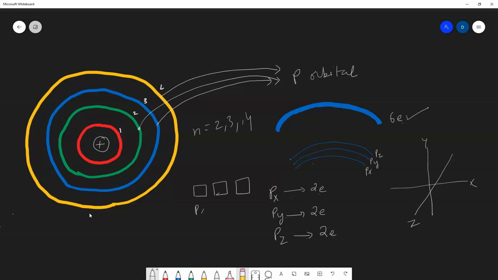So they say this is a px, and this one is a py, and this is a pz. As long as you name them correctly, people understand that you are referring to the p orbitals.